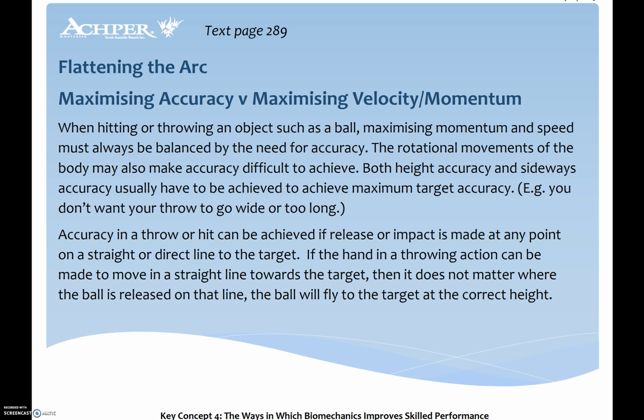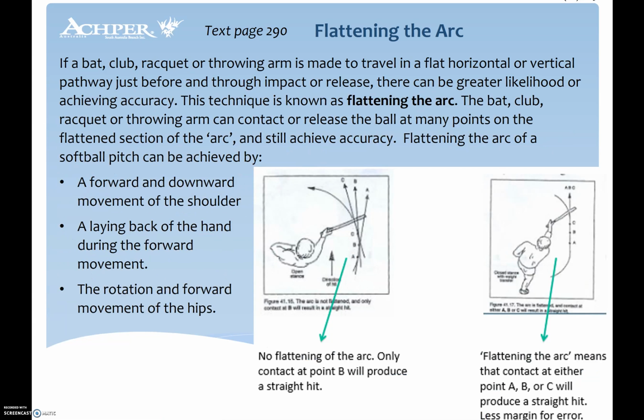So accuracy in a throw or hit can be achieved if release or impact is made at any point in a straight or direct line to the target. If the hand in the throwing action can be made to move in a straight line towards the target, then it does not matter where the ball is released on that line, the ball will fly to the target at the correct height. So here you can see if the bat, club, racket or throwing arm is made to travel in a flat horizontal or vertical pathway just before the impact or release, the likelihood of achieving accuracy increases.